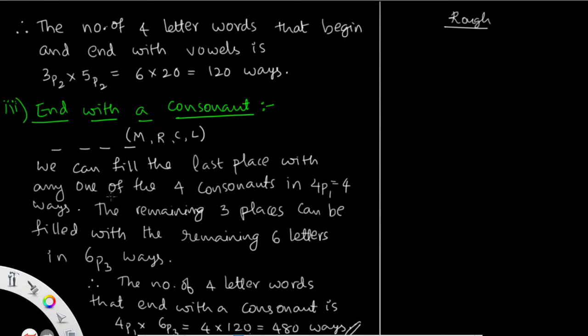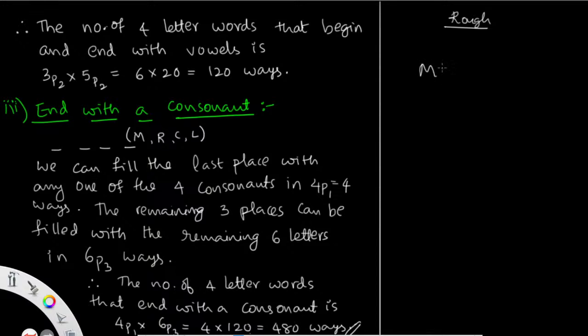In the second bit, the third question is given: end with a consonant. End with a consonant means, to get a 4-letter word, the last place can be filled with any one of the consonants.